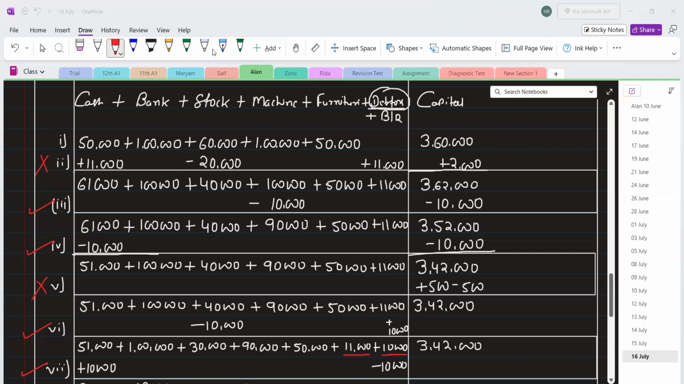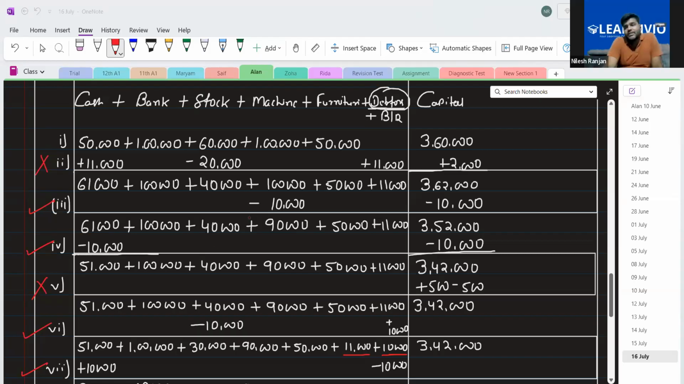So, but then, I have a doubt. In school, for interest on drawings, we didn't add capital 500 and then reduce capital 500 again. We did something else. Okay. So how is it done in your school?